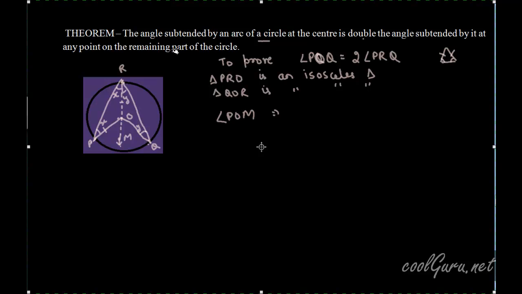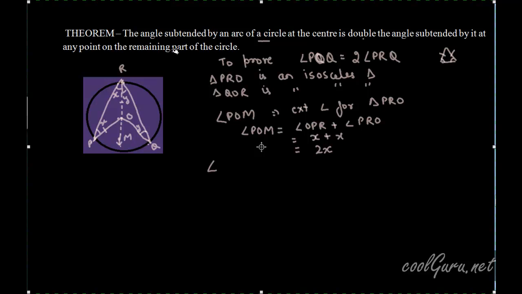is actually an exterior angle for triangle PRO. For triangle PRO, POM is an exterior angle, and we know that the exterior angle is equal to the sum of 2 interior opposite angles, that is angle OPR plus angle PRO, or we can say x plus x, that is equal to 2 times x.